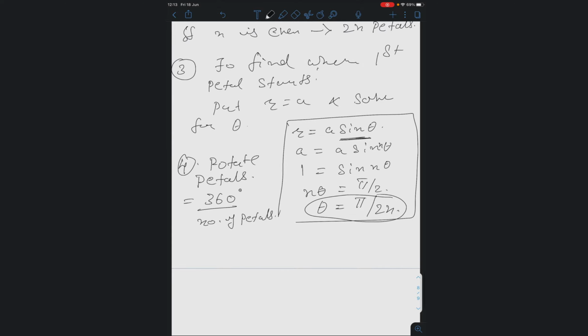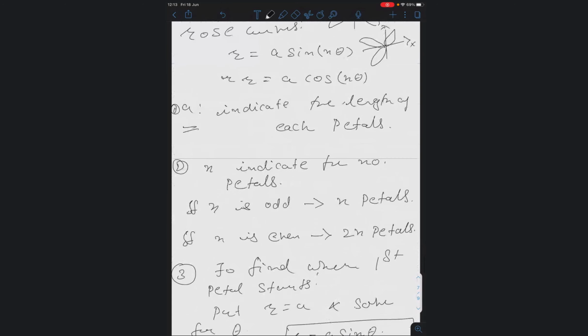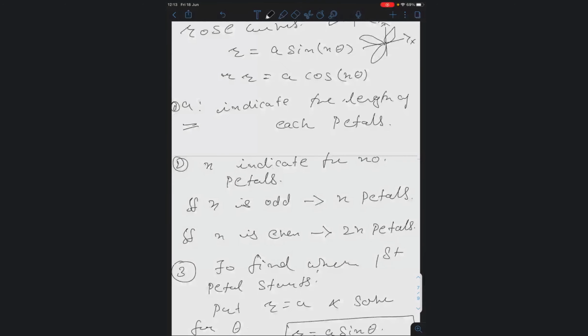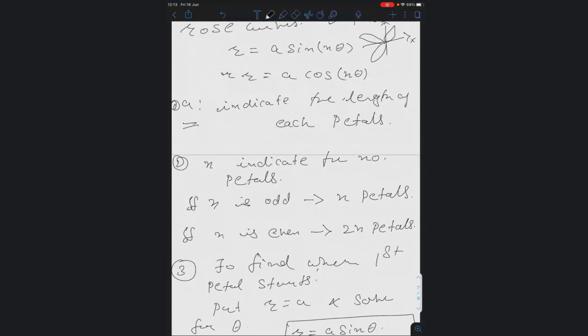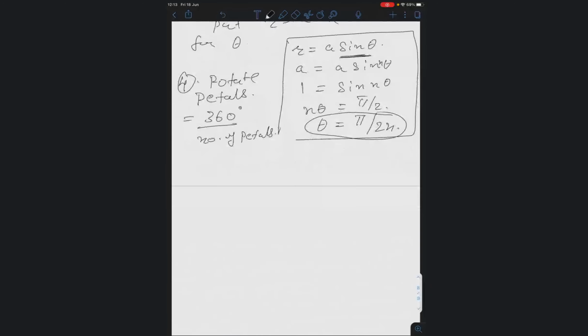Okay, so these 4 points are enough to draw our graph related to this question, R is equal to a sin n theta, or R is equal to a cos n theta. Let us see one example here. R is equal to 4 sin 2 theta. So here a is how much? 4. And n is how much?